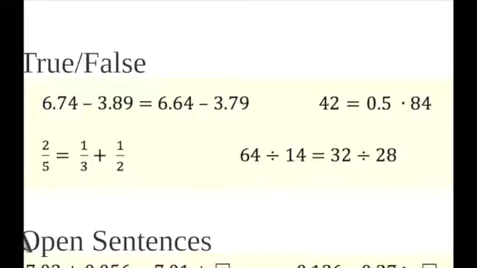Thinking relationally, I can tell that this is true because the start numbers, 6 and 74 hundredths and 6 and 64 hundredths, are 1/10 apart. And the end numbers, 3 and 89 hundredths and 3 and 79 hundredths, are also 1/10 apart. So the distance between the points on the number line didn't change, so they must be equal.